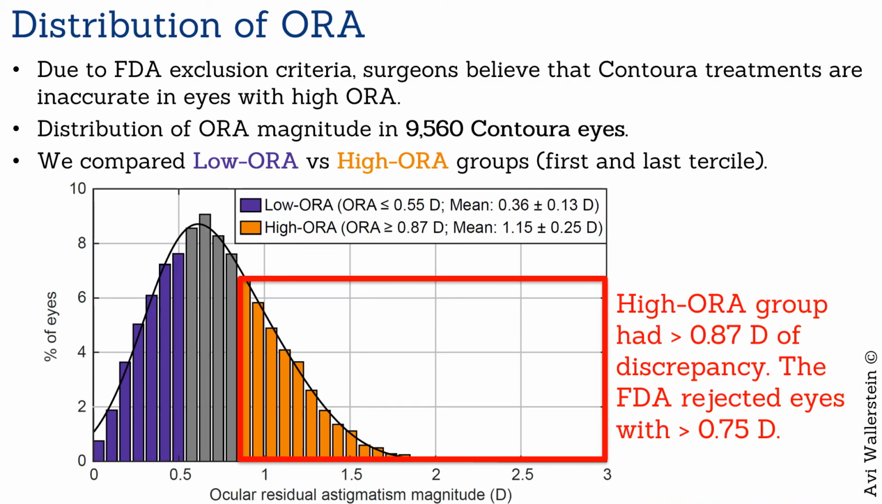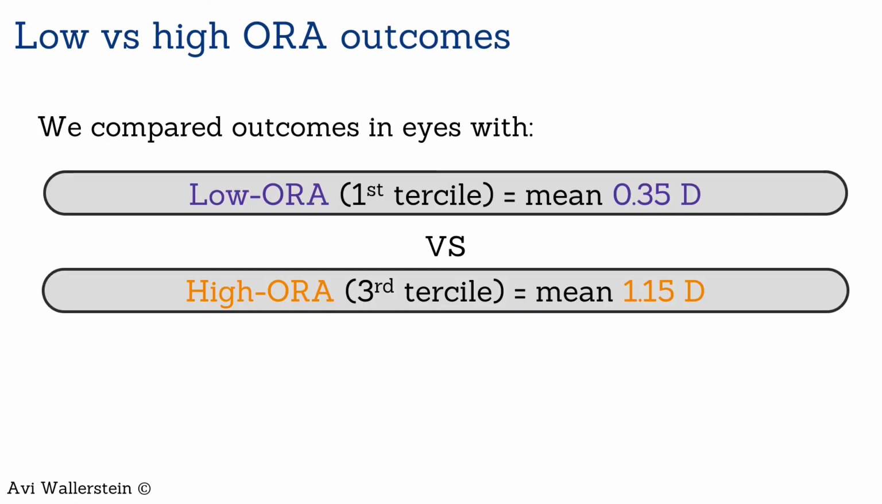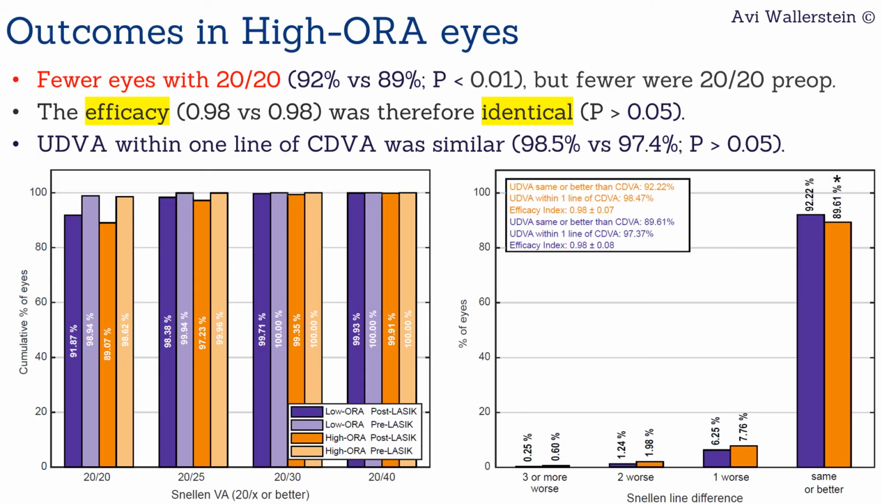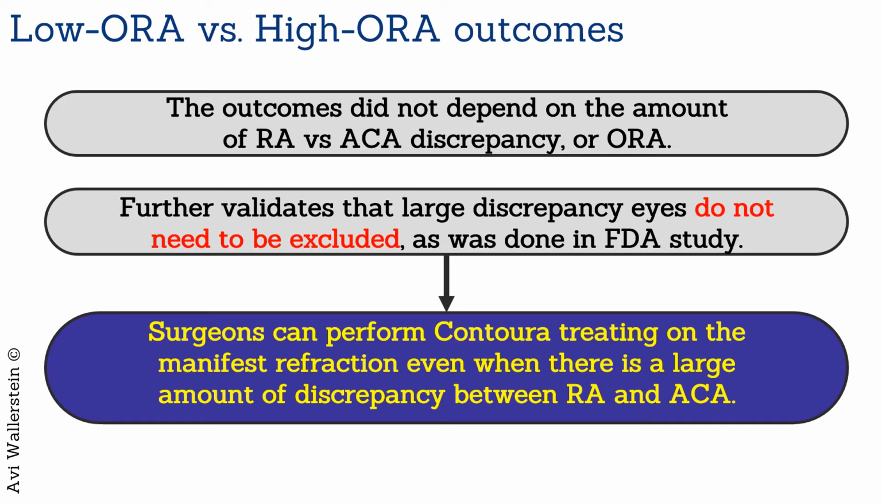We described the distribution of ORA, and those in the last tercile fit outside the FDA inclusion criteria. We compared outcomes in eyes with low ORA, average of 0.35 diopters, to eyes with high ORA of over 1 diopter. High and low ORA group efficacy was identical. So outcomes did not depend on the discrepancy between refractive astigmatism and anterior corneal astigmatism, or ORA. This further validates that large discrepancy eyes do not need to be excluded, as was done in the FDA study.